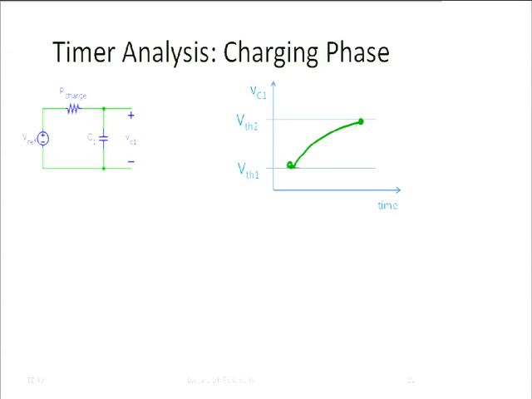Okay, so how could we solve this? Ultimately we want to know what is the time T1 that it takes to go from V threshold 1 to V threshold 2. How would we go about finding out what that is? Let's suppose that we know what Vref and R charge and C1 are, or at least we can give them algebraic names. How would you go about it?